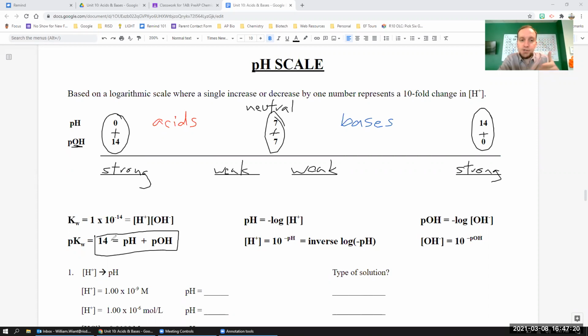It's just one is a measure of acidity, meaning the pH. One is a measure of the basicity, which is the pOH. But if you add them together, they always equal 14. And that's just the way that the pH scale works. It goes from 0 all the way to 14. There is no 15 and there is no negative on the pH scale.